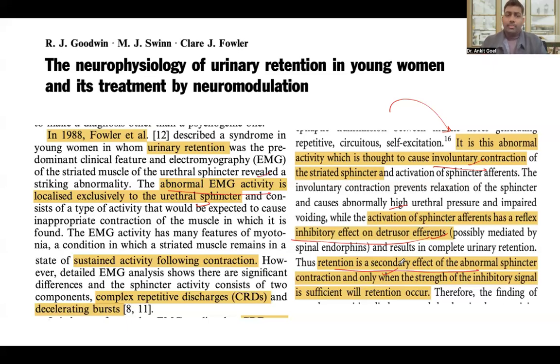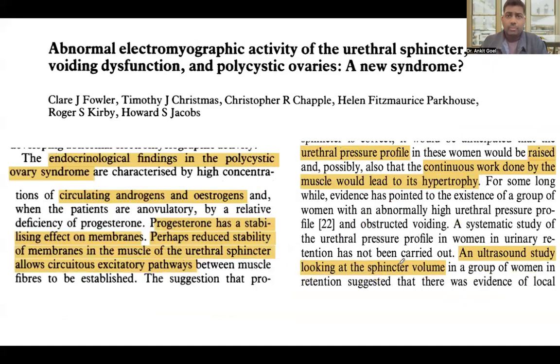Now, why does it happen? Why is it associated with polycystic ovarian syndrome? Why is it common in young ladies? Why is it not seen in postmenopausal women? Fowler also came up with some explanation for this. There is some endocrine reason, some hormonal reason for that. If you look at what was described by Fowler, there are two, three important points we should know that will give us clarity on the pathophysiology. So what does it say?